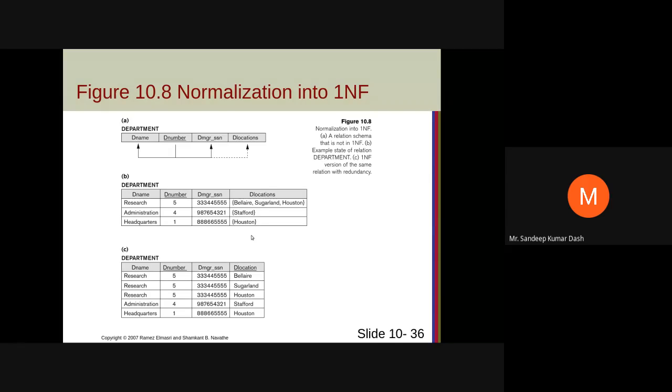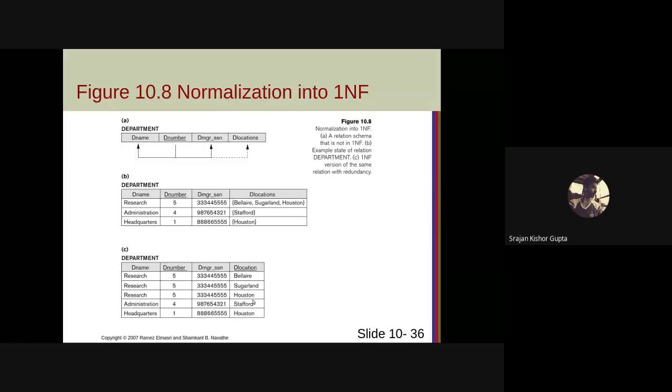Of course it is in 1NF now. That means all the values present in any of the tuples under any of the attributes are undivided or atomic, but it is having some other issue. It is in 1NF, no problem, but it is having some other issue. What is the problem we are seeing here?